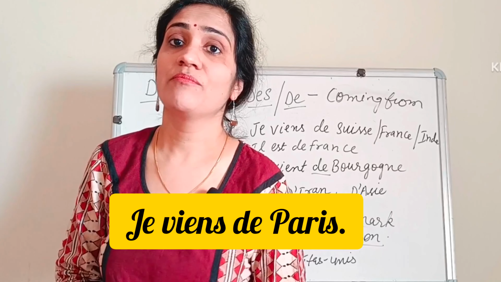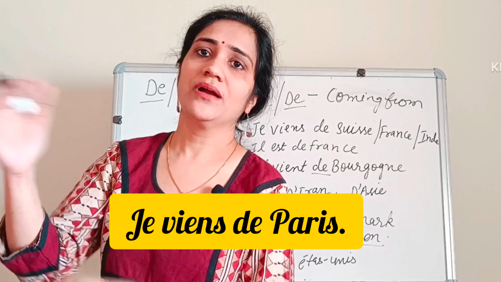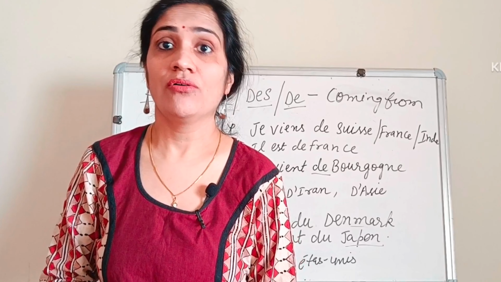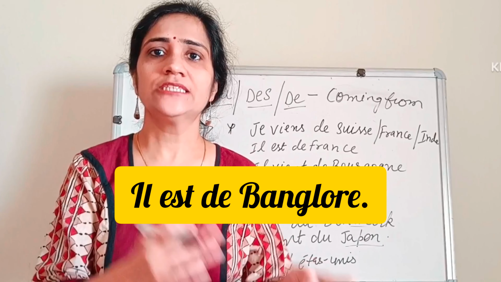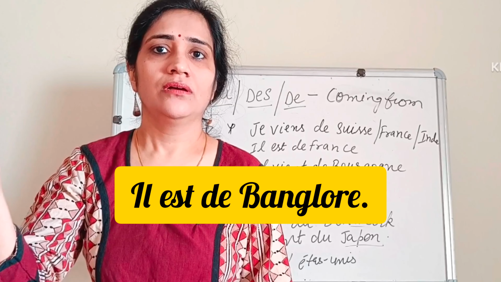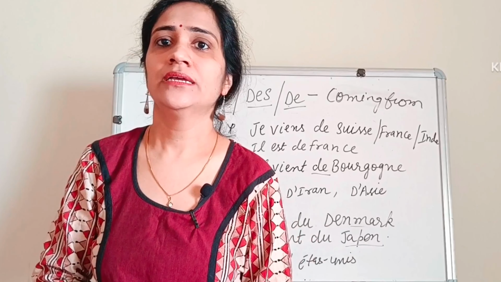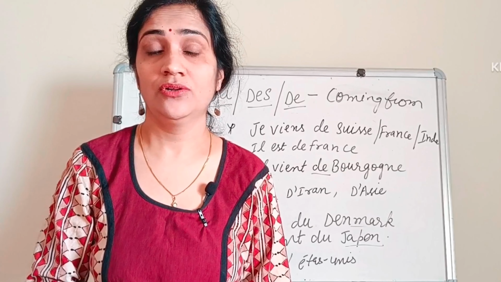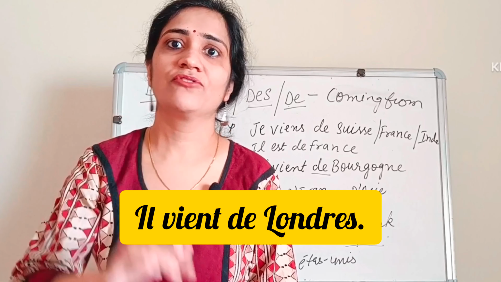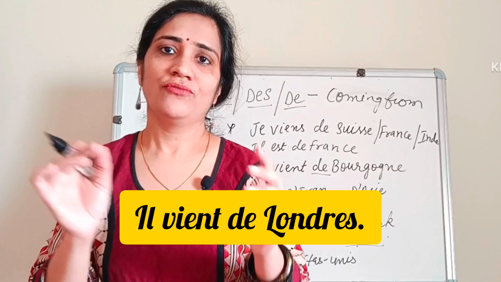Je viens de Paris. I'm coming back from Paris. Il est de Bangalore. He's from Bangalore. So these are the cities: Bangalore, Paris, Delhi. You can also say, il vient de Londres. Londres is London. So he's coming back from London.